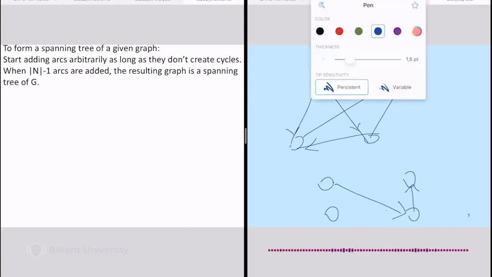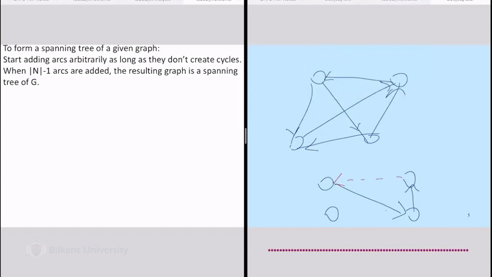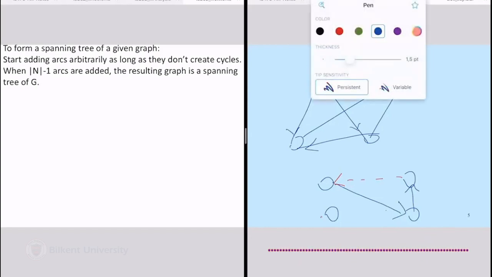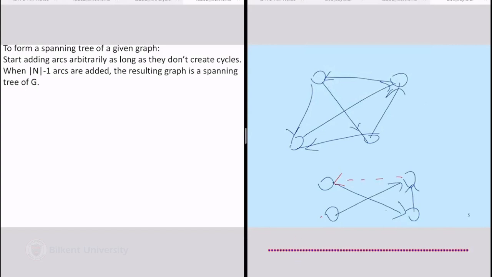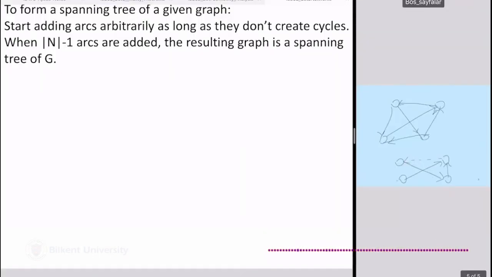Now, can I add this arc? No. If I add this, I got a cycle, so no. How about this arc? Anything else doesn't create a cycle, and I'm supposed to touch this one, which is left alone anyway. So if I add, for example, this arc, good. This is no cycle, no cycle. Each node has been touched, and I have 3 arcs. So this is a spanning tree, all right? So finding a spanning tree, you just add 1 arc at a time until you have n minus 1. Be careful not to create any cycles.